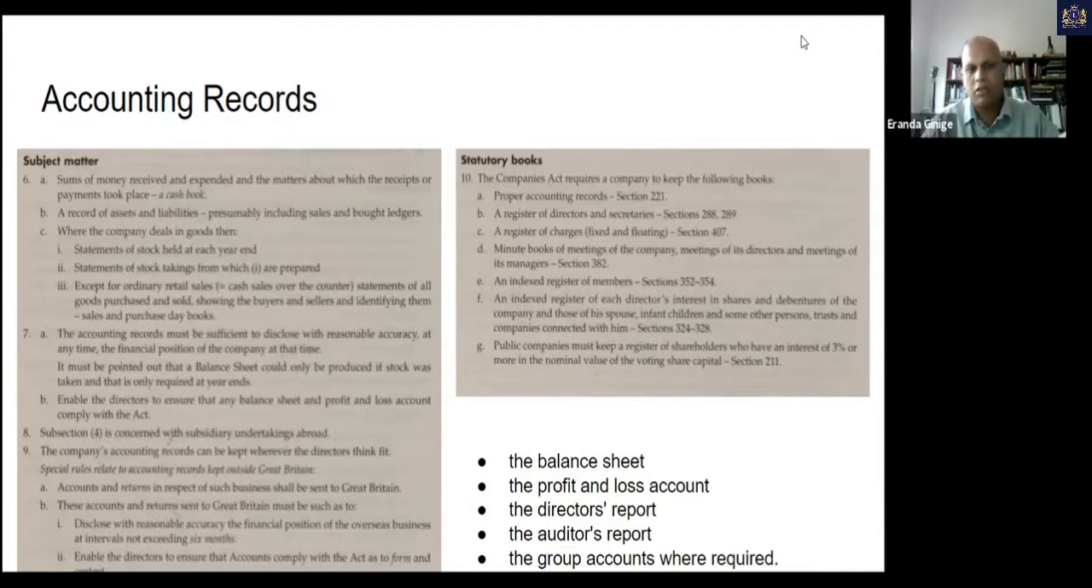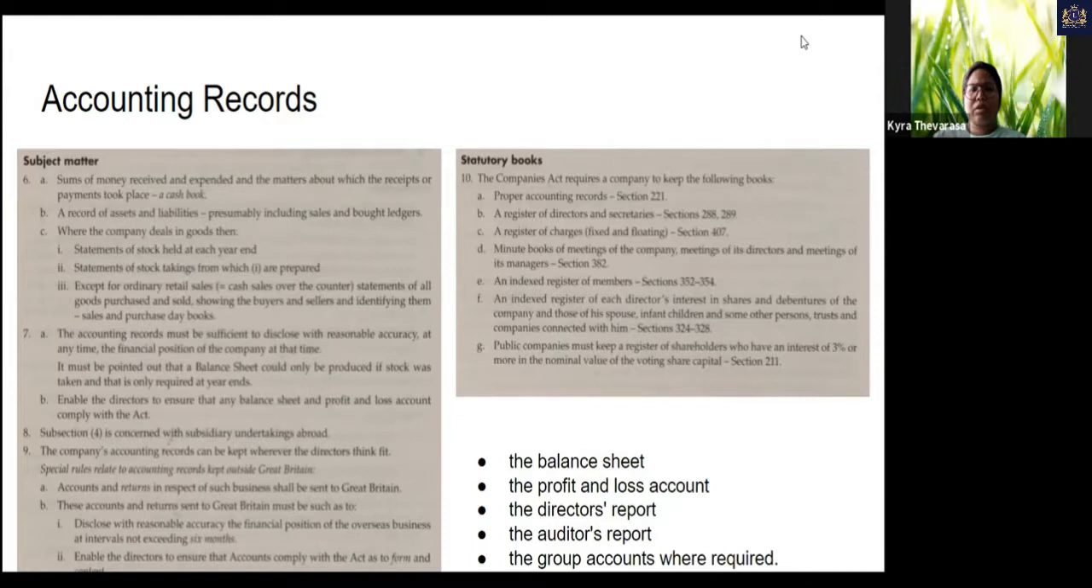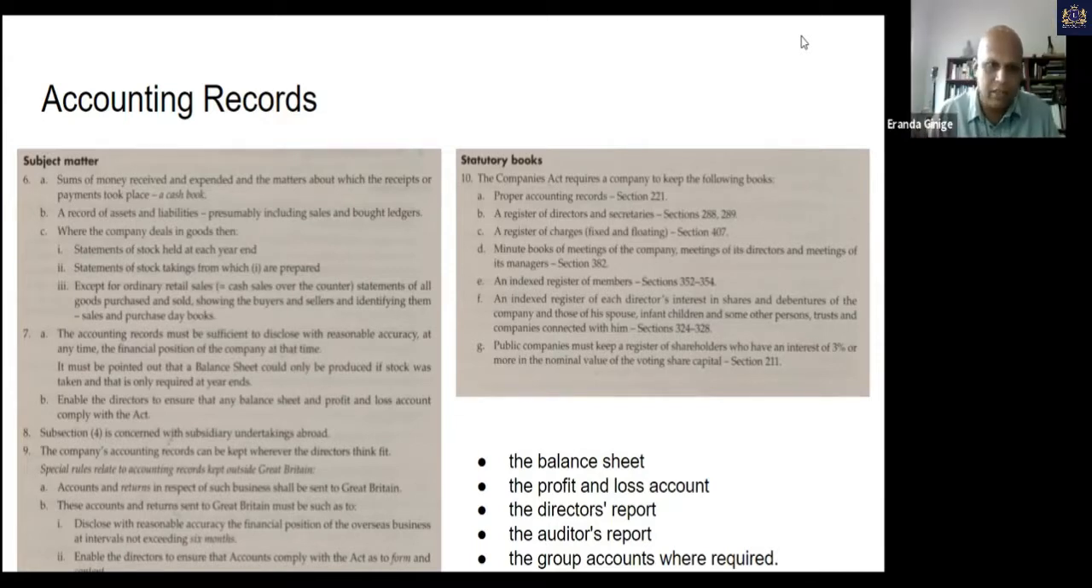So the accounting records must be sufficient to disclose with reasonable accuracy at any time the financial position of the company at the time. So that's the idea here, that if you maintain a system, whether it is manual or online, digital or whatever, it should be able to reasonably give you an accurate report, a record of your business, right? Okay.